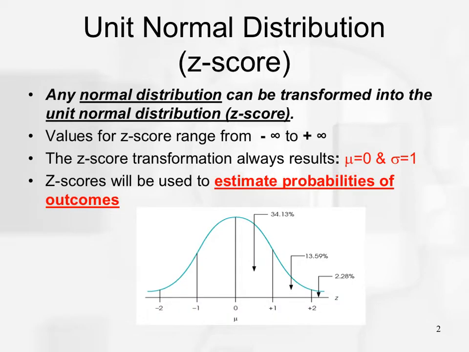So, the first thing we're going to talk about is that any normal distribution can be transformed into the unit normal distribution, also known as the Z-score distribution.